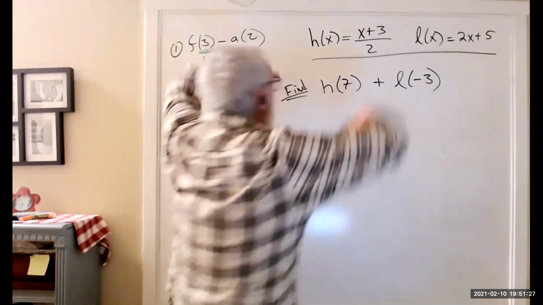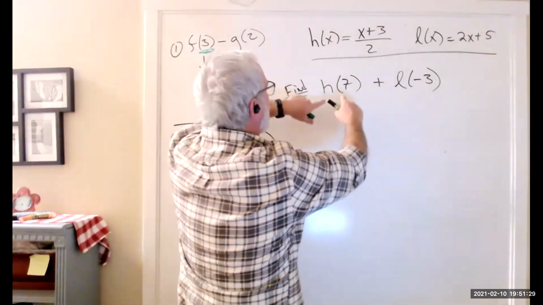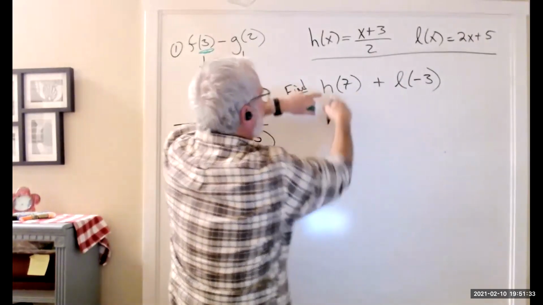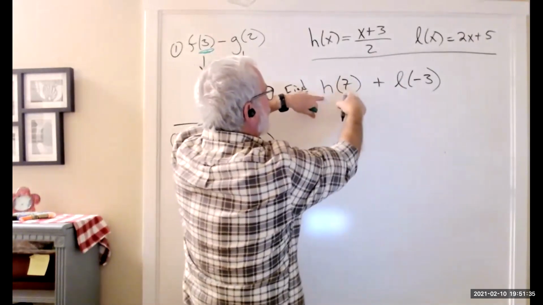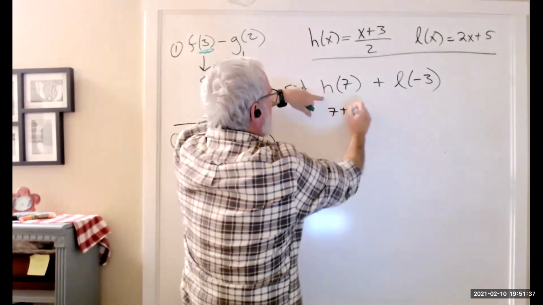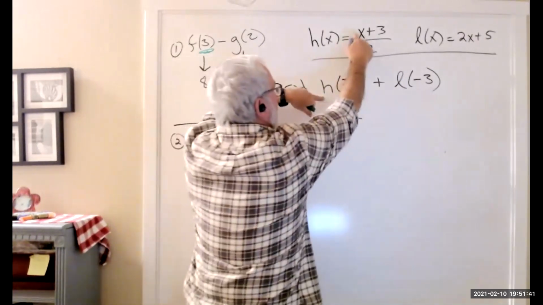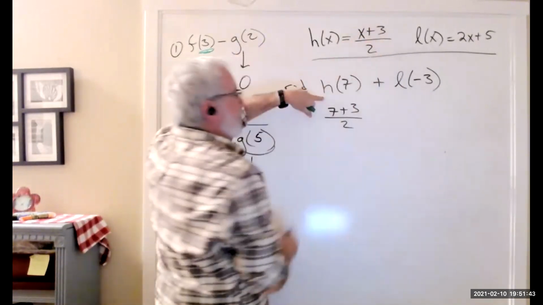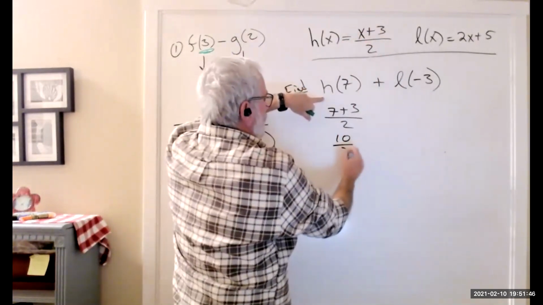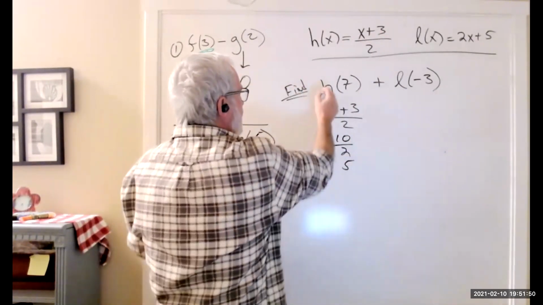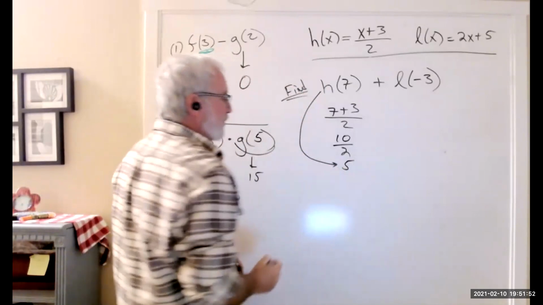You got 4? Yeah, positive 4, you're right. Okay, so H of 7. That says, look at the H function, plug in 7. So that would become 7 plus 3 over 2. That's 10 over 2, that's 5. So H of 7 turned into 5.